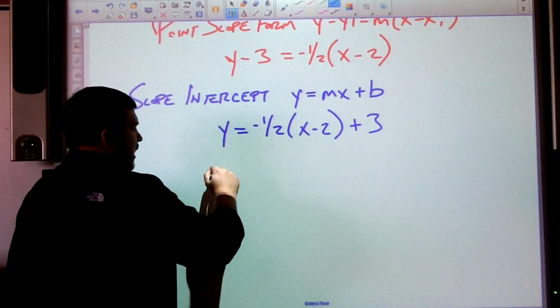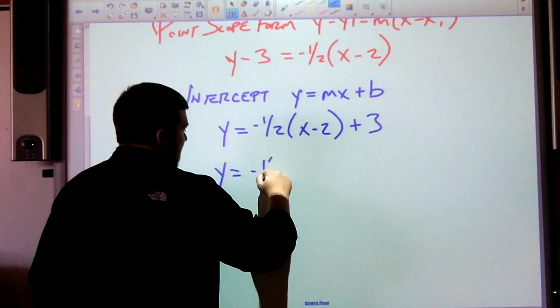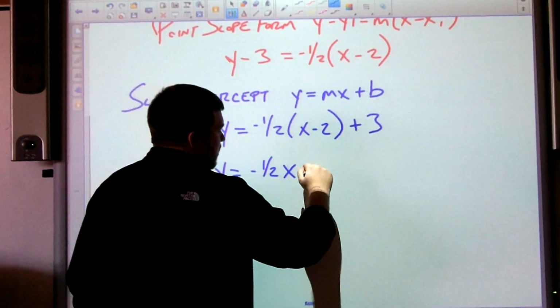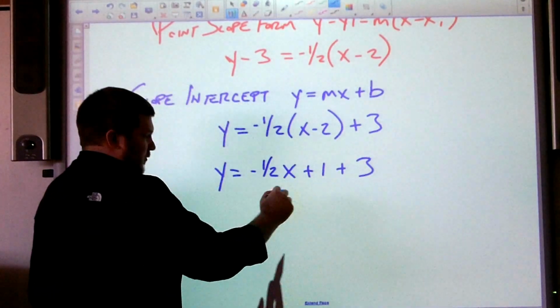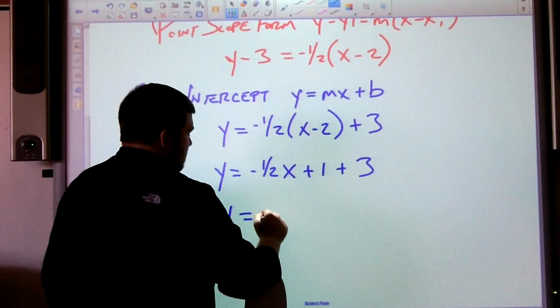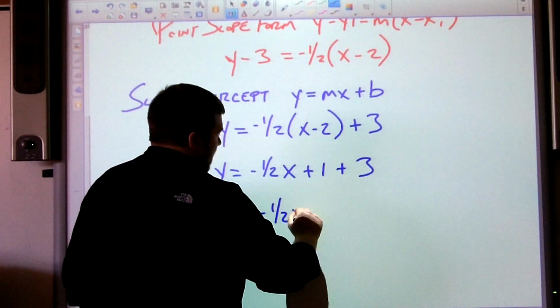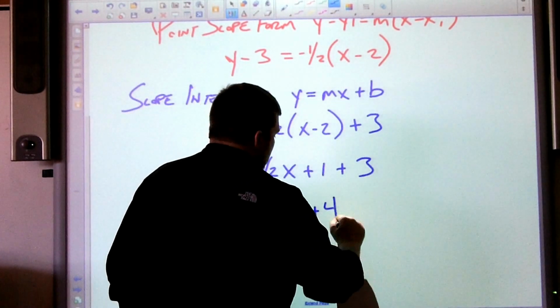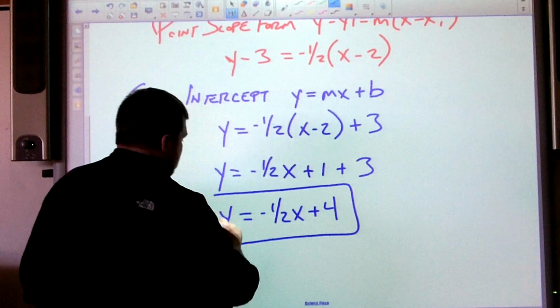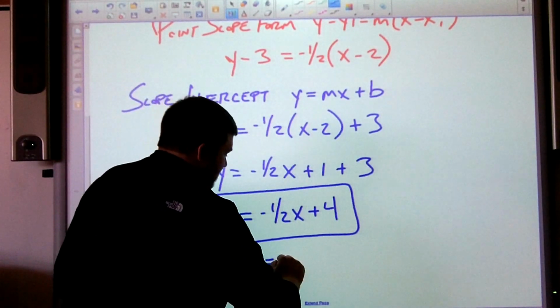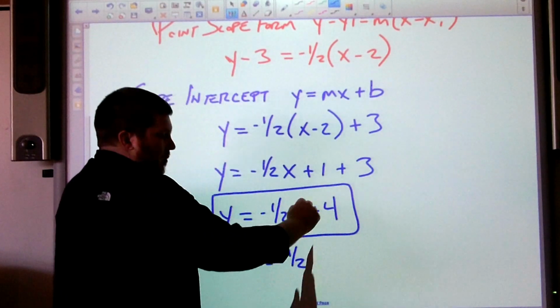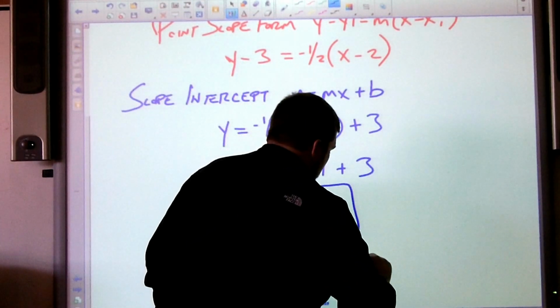Okay, so I have y equals negative 1/2 x plus 1, and then this plus 3 just falls down. Simplify one last time. So y equals negative 1/2 x plus 4. So that's it. That's my equation in slope-intercept form. So here it's very clear to see that my slope is negative 1/2, and my y-intercept is positive 4.